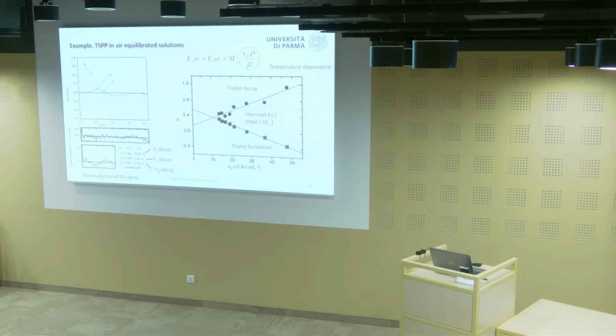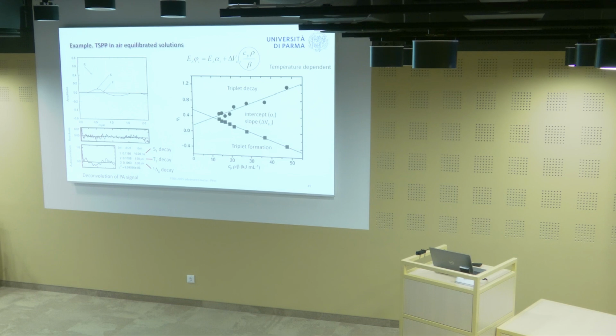And you see that if you consider this term, which is temperature dependent, you may have a linear relation. And if you plot this number, and remember this one is the amplitude of each deconvoluted transient exponential decay, I would say, if you plot this number versus this number, you get a straight line where the slope is the volume change and the intercept is the energy content of the species.